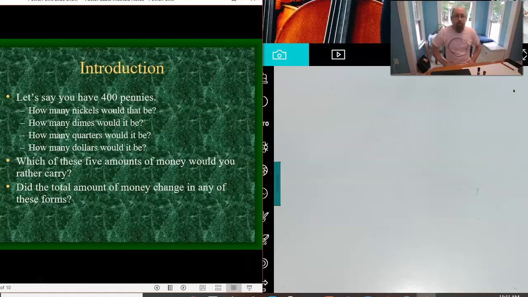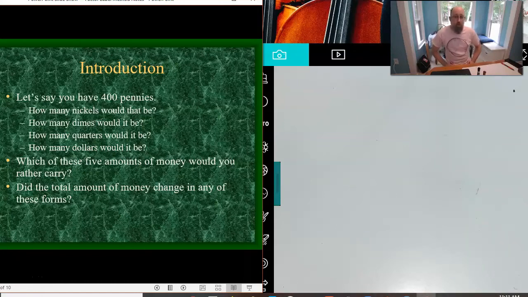So take, for example, money. 400 pennies, right? How many nickels would that be? Well, you know that there are 5 pennies in a nickel, so you divide by 5, okay? That'd be 80. How many dimes would that be? That'd be 40, because 400 divided by 10. How many quarters would it be? How many dollars? That's obviously the very easy one, okay?